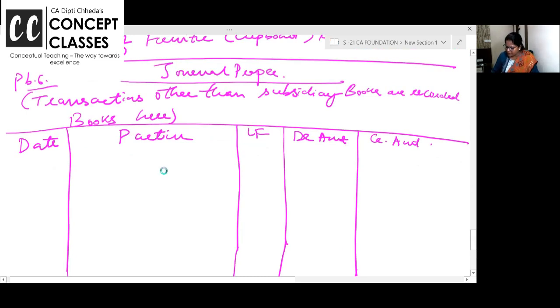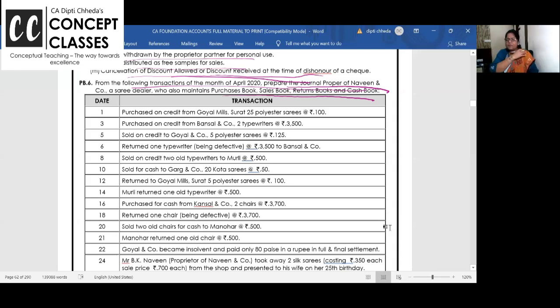Date, particulars, ledger folio, debit amount. What am I recording? I'm recording only those transactions which are not recorded in your subsidiary books. So start reading the problem. I want you all to go to your book material, concept class material, which is there with you, and first cancel the transactions which we are not going to record.